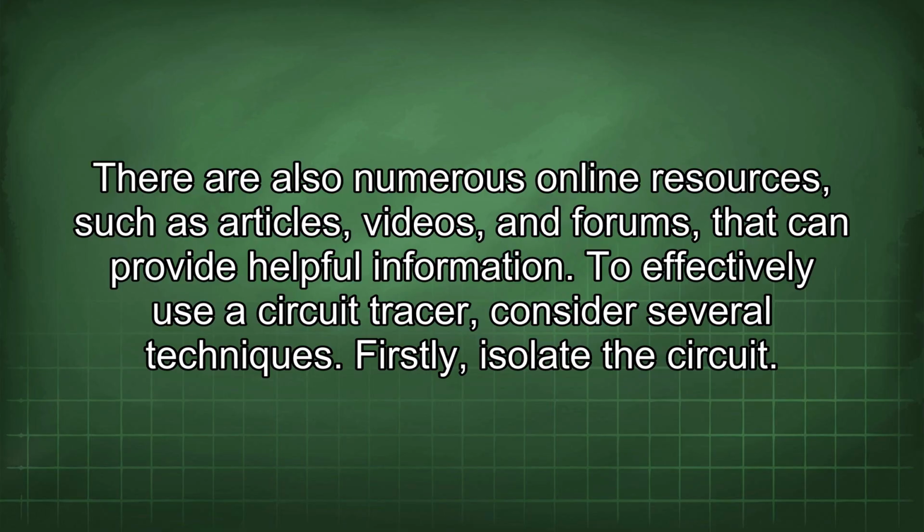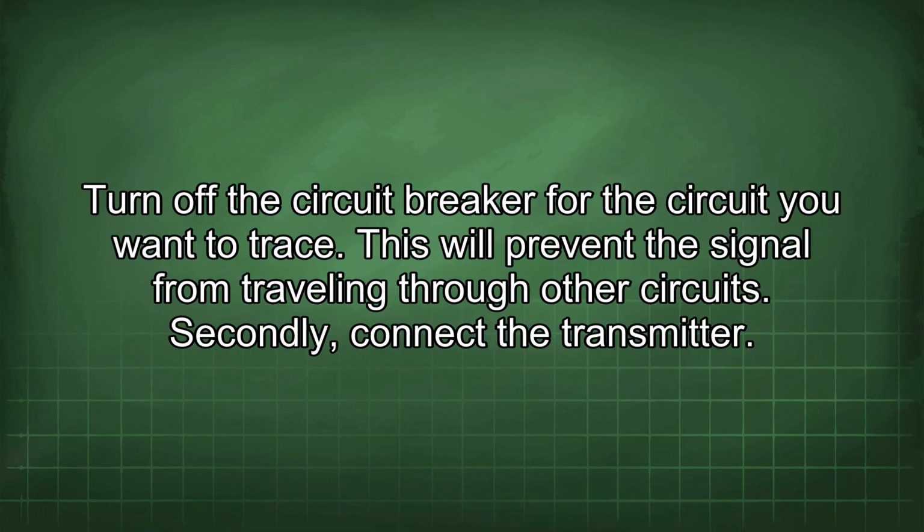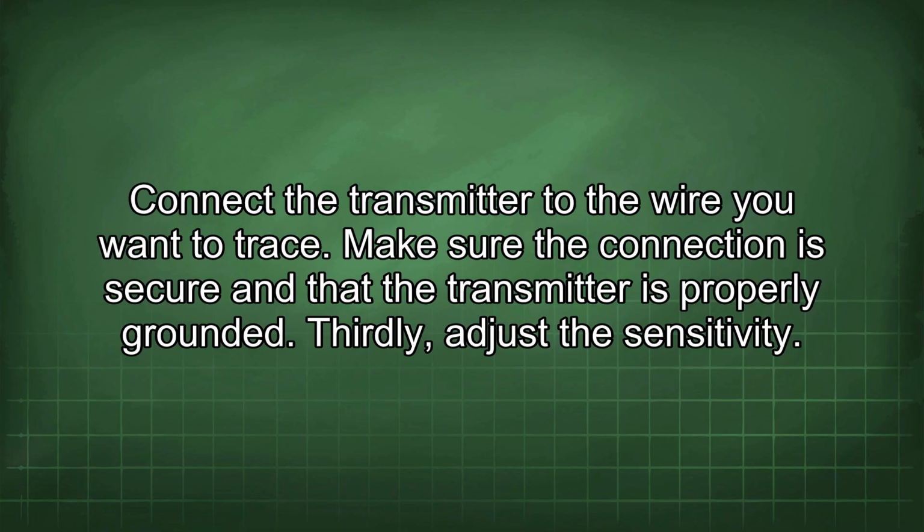To effectively use a circuit tracer, consider several techniques. Firstly, isolate the circuit. Turn off the circuit breaker for the circuit you want to trace. This will prevent the signal from traveling through other circuits. Secondly, connect the transmitter. Connect the transmitter to the wire you want to trace. Make sure the connection is secure and that the transmitter is properly grounded.